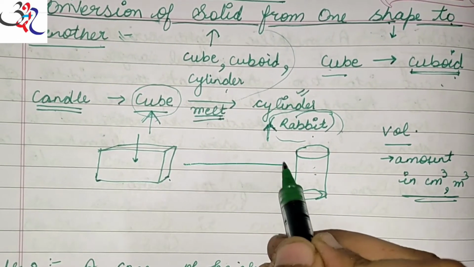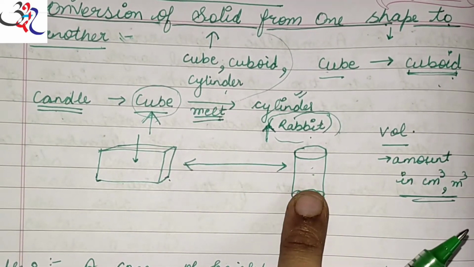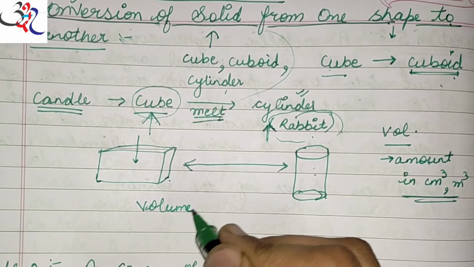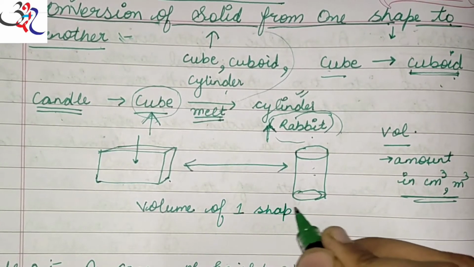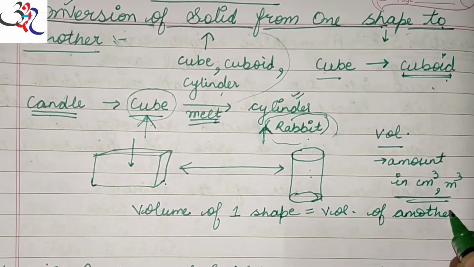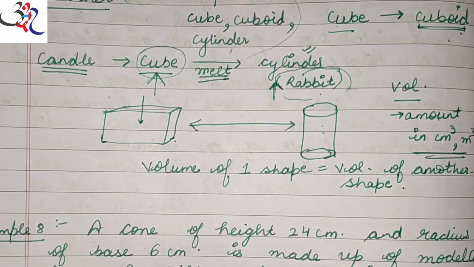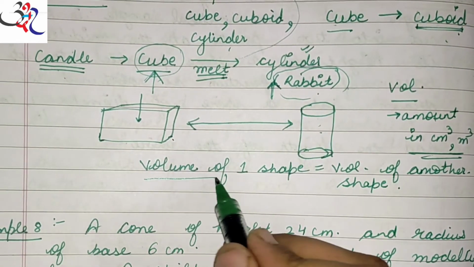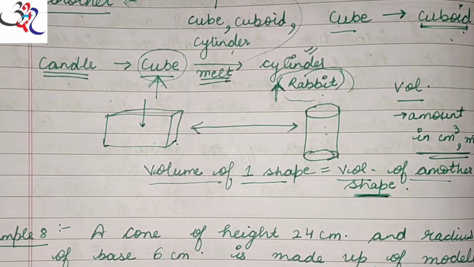So what happened is that when one shape is being converted to another shape, what will remain the same? The volume of both the figures will remain the same. So the volume of one shape is equal to the volume of another shape. This is the main concept of this topic. If you see any question in this exercise or examples in which one shape is being converted to another shape, you have to just use this concept: the volume of one shape is equal to the volume of another shape.